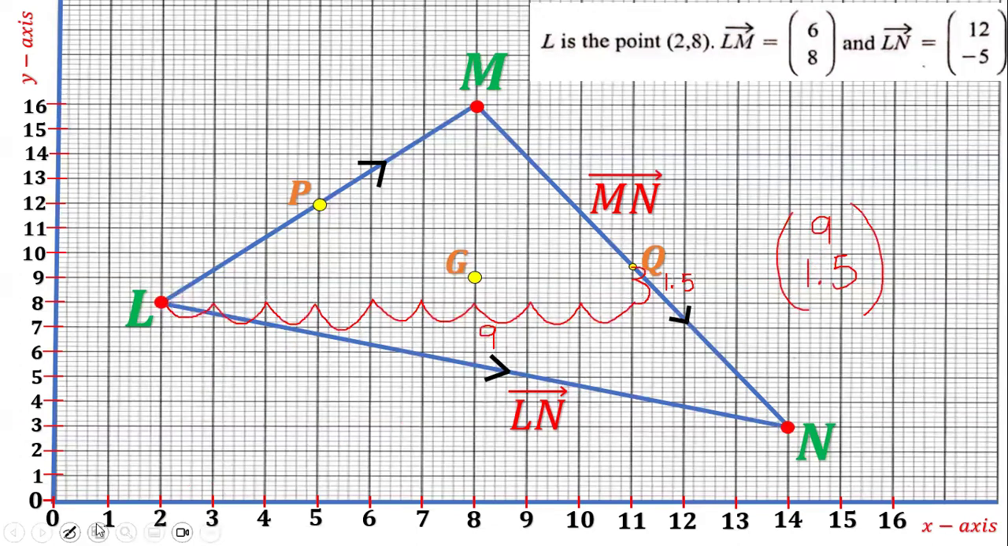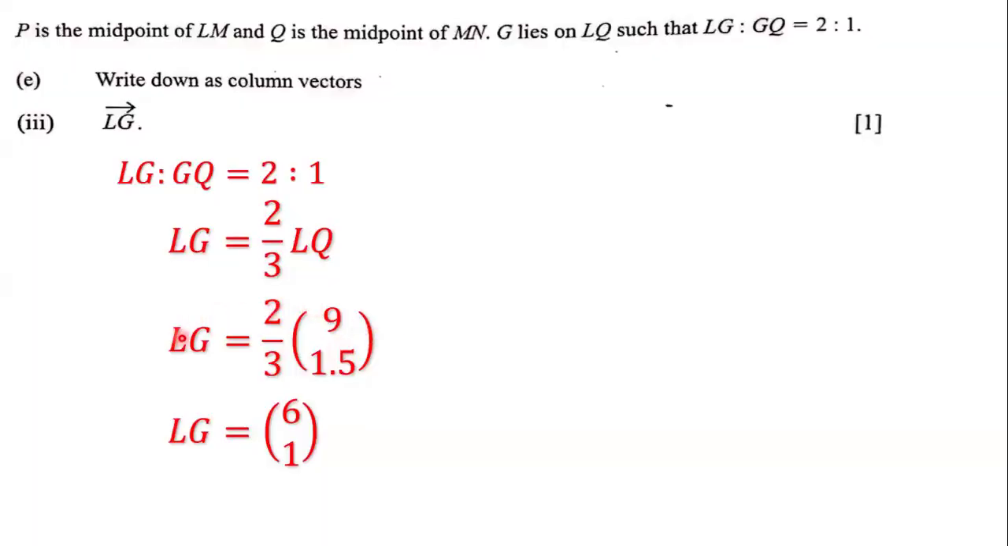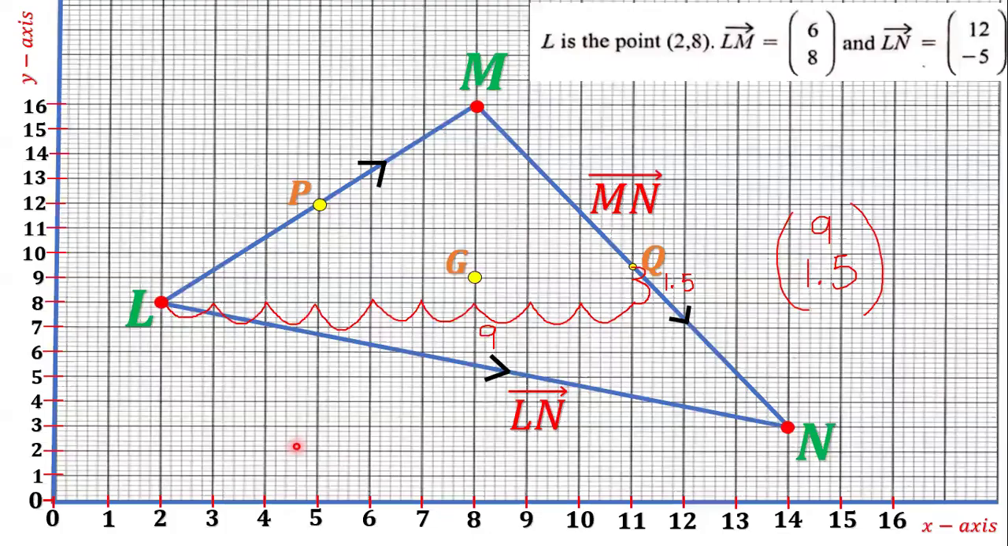And it's good that we know what LQ is because then we know that LG is equal to 2/3 of LQ. But what is LQ? LQ is 9, 1.5. Next, we multiply 2/3 by 9, and 2/3 multiplied by 9 is 6. And 2/3 multiplied by 1.5 is 1. So LG is equal to 6 and 1. That's what LG is. LG is equal to the column vector 6, 1. And that's why we could actually plot out the points.